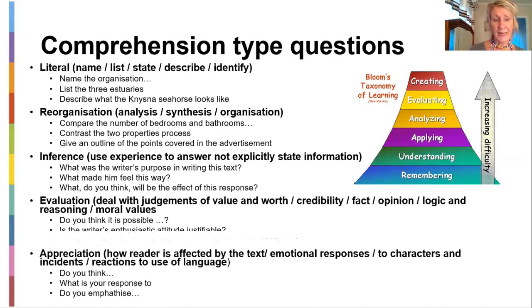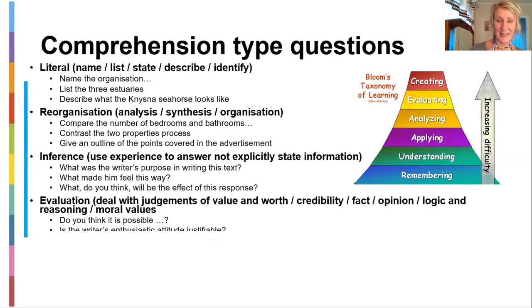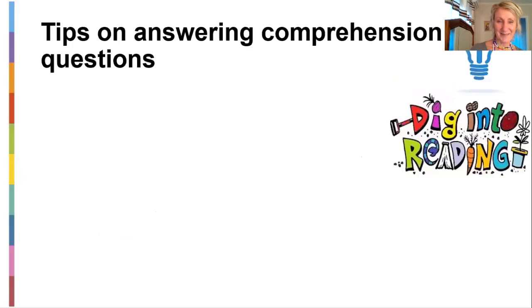And finally is appreciation, how the text affects you emotionally, the characters, the incidents, your reactions to the use of language. And this is quite a creative way to express your thoughts. And this is really higher order. Okay, so don't forget your different cognitive levels. Going down, bottom up, top down.